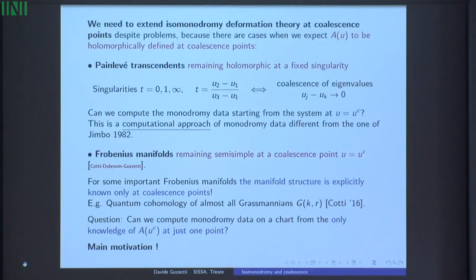So I try to repeat. We are interested in the monodromy data of the Frobenius manifold because they are local parameters. They are necessary if you want to study the local and global structure of the manifold. But in the cases we are interested in, we know our system only at coalescence points. So if you want to apply an isomonodromy deformation, we have to extend the isomonodromy deformation theory to this point. So for example, this happens for quantum homologies of Grassmannians. And this was actually our original motivation.